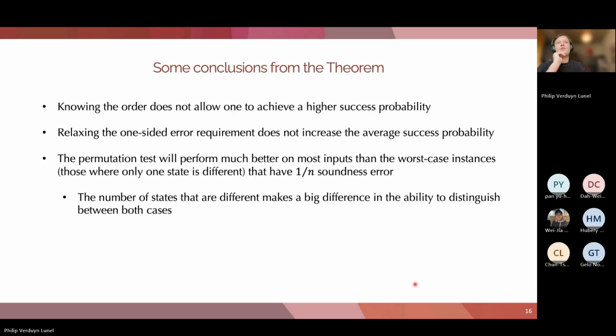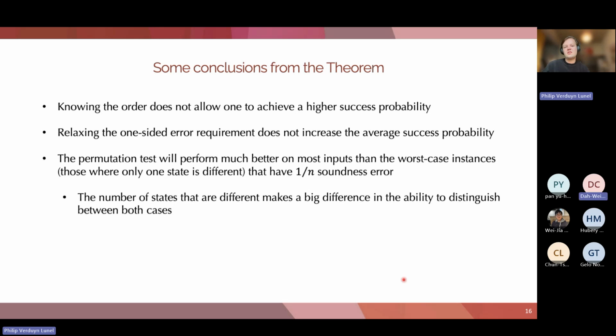But first, some interesting conclusions from this theorem. I sketched the second and third problem in the state identity problem, where in one case you don't know the order of your inputs, you just know how many states are orthogonal to the others, and in the other one you do know the order, but actually knowing the order does not allow you to achieve a better success probability. Because this permutation test is always the best test to do, and it's agnostic. You're not using any knowledge of the inputs in that setting.